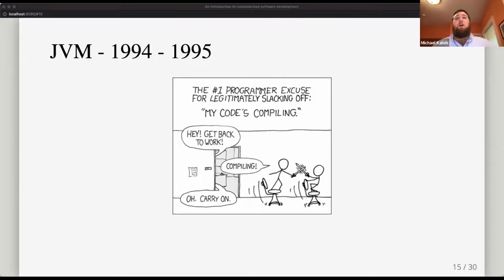So this is a little comic that I like from a webcomic called XKCD. I'm sure some of you are familiar with it. The idea is that these developers are goofing around at work, and their boss yells at them, and they tell him that the code is compiling, and the boss understands that and says, "Okay, you can keep playing with swords." Pretty funny, and in some ways true at the time.